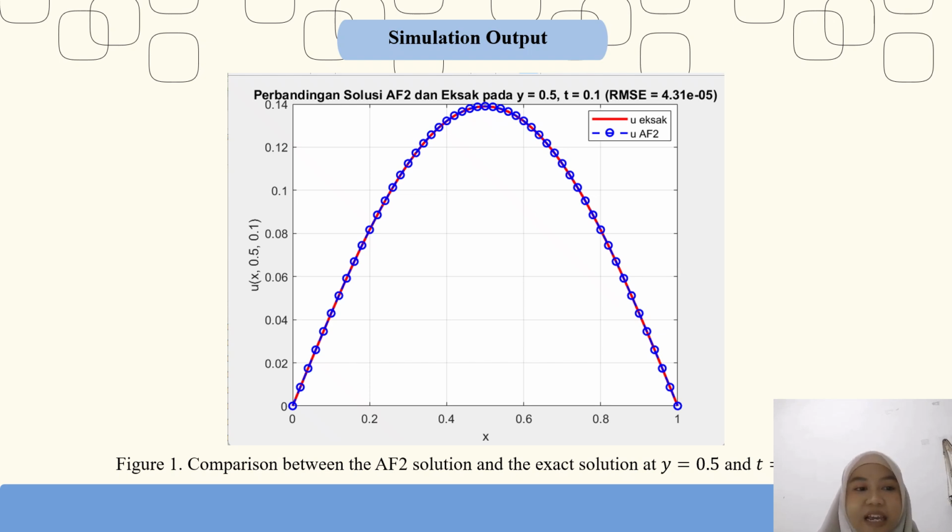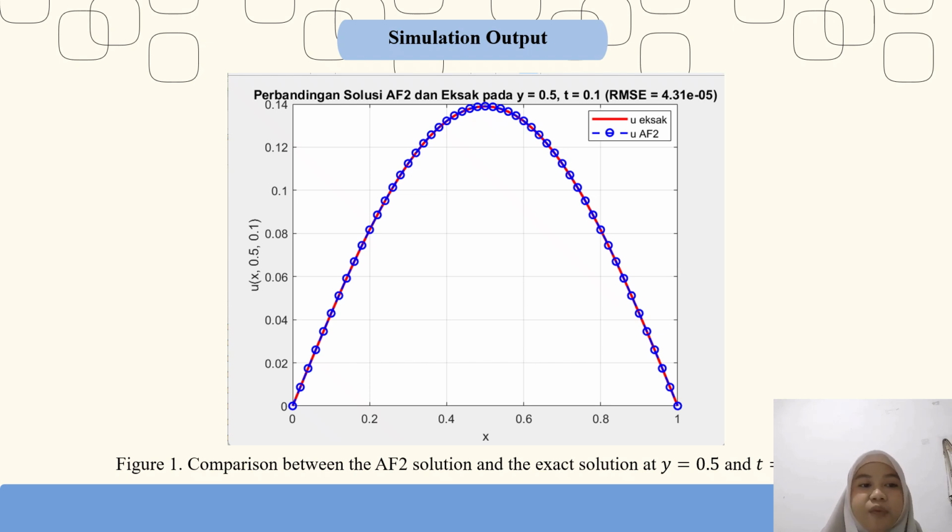At time t equal 0.1, the temperature distribution decreases from the initial condition due to heat diffusion from the center to the boundaries. The distribution is symmetric about the center, x equal 0.5 and y equal 0.5.